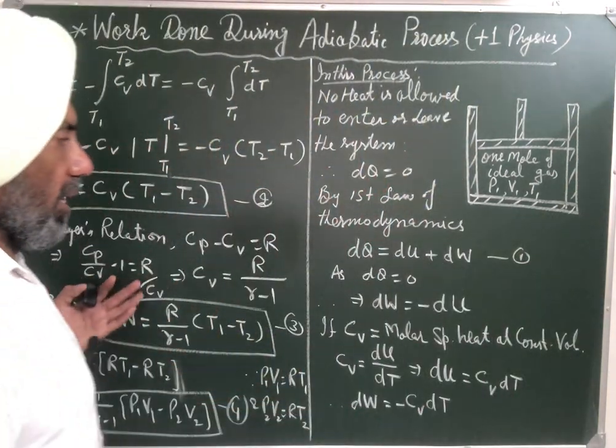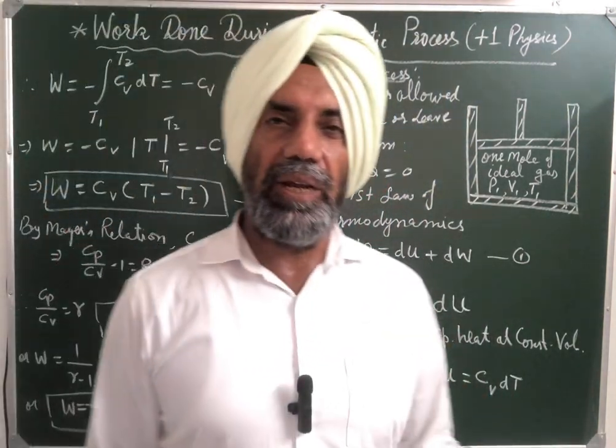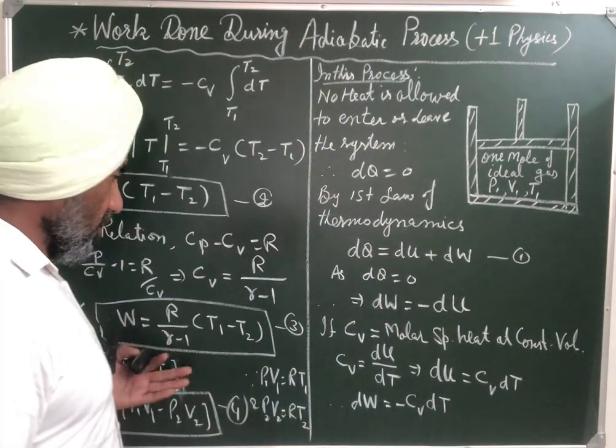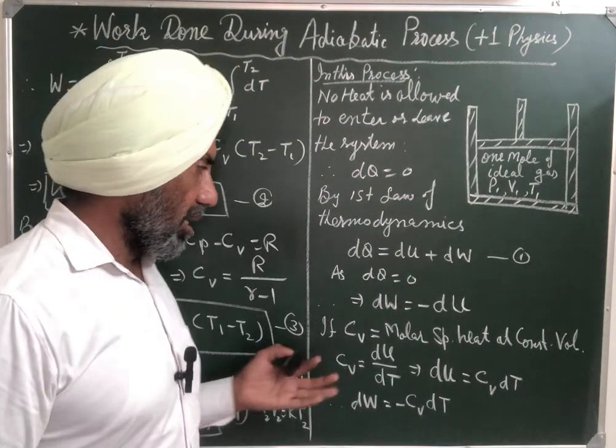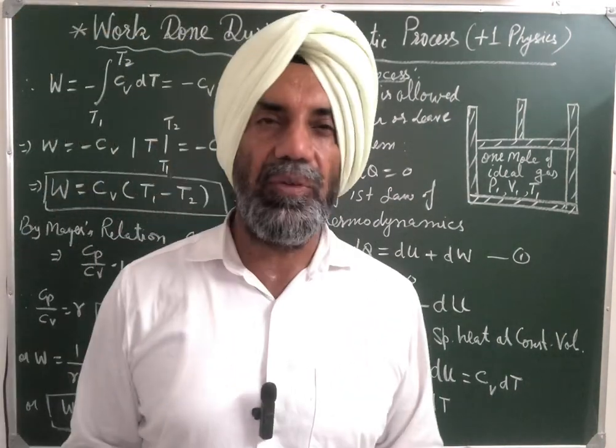So in this way we can derive the expression for work done during an adiabatic process, because this relation will be used to find the efficiency of the Carnot cycle, that I will discuss in the next video.